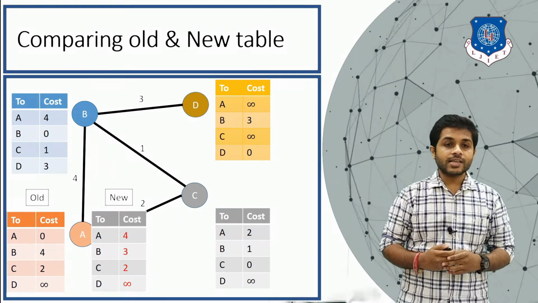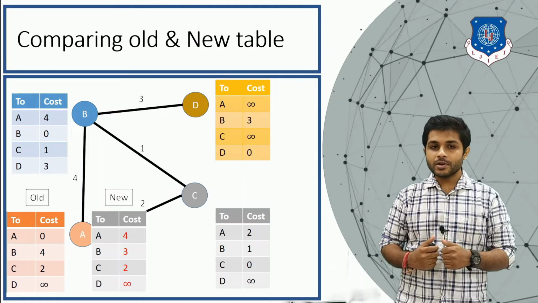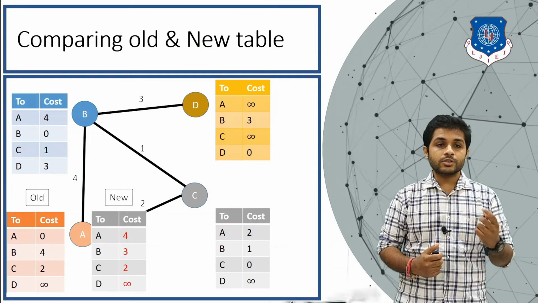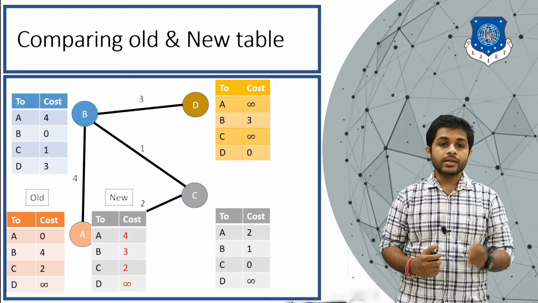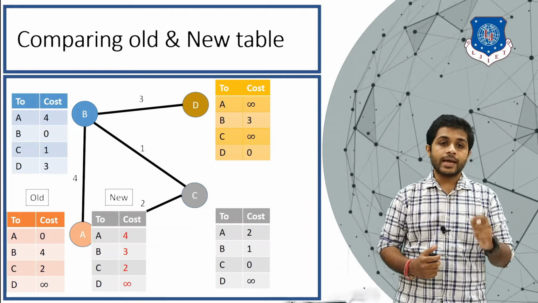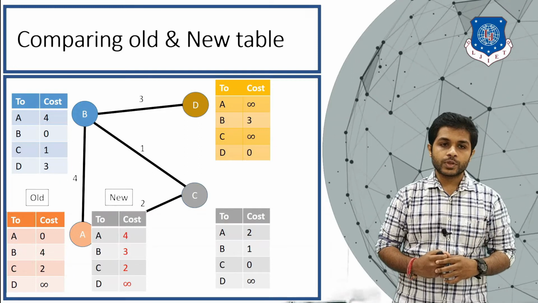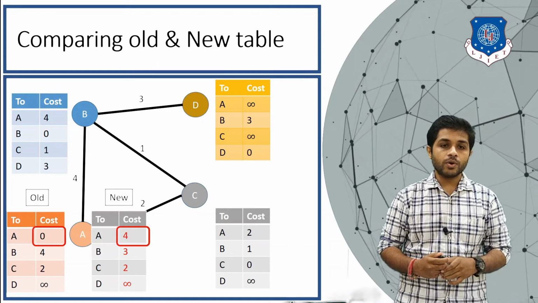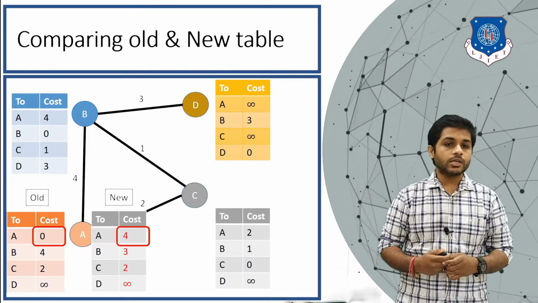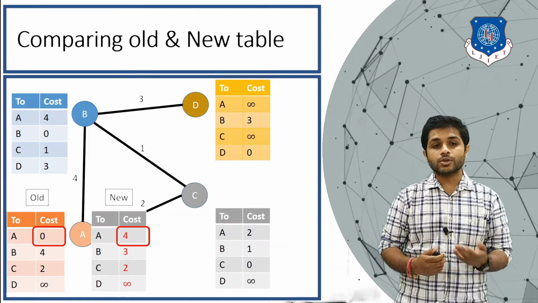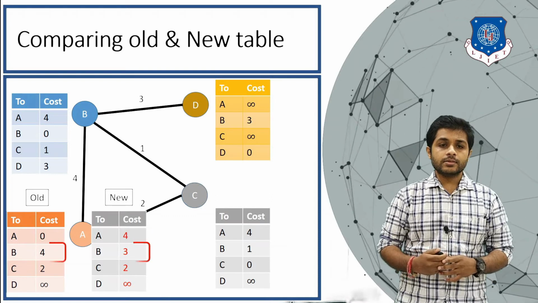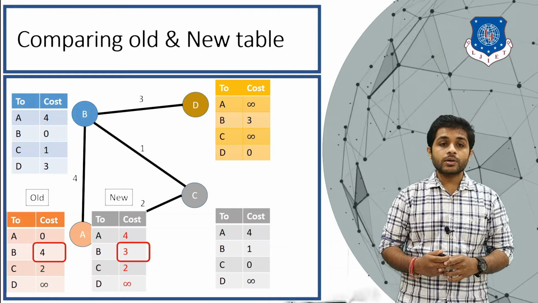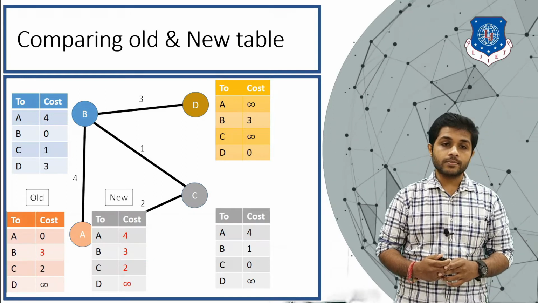After adding, A has 2 tables, the new table and the old table, and A will compare all the entries in the 2 tables, and after comparing it will keep the least value and update its own table. So for example, it will compare the first entry, and the minimum value among these two is 0, so it will not make any change to its own table. In the second entry, the minimum value is 3, so router A will update its table with 3.